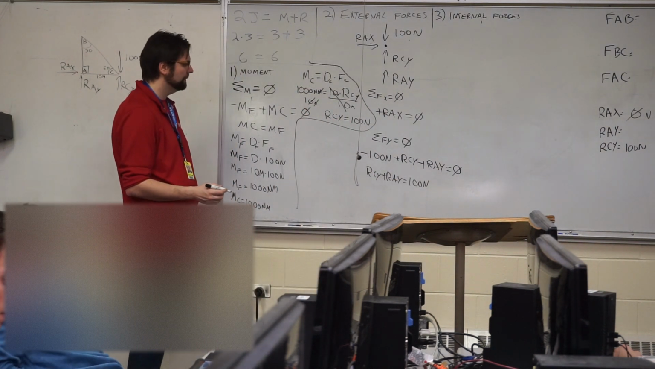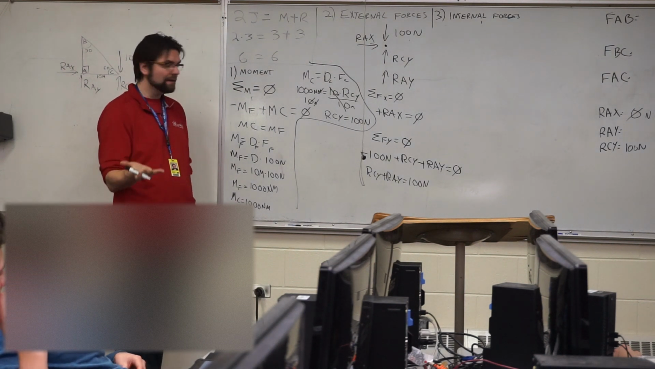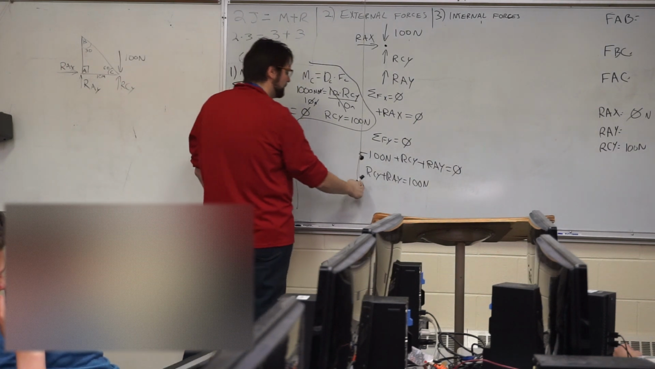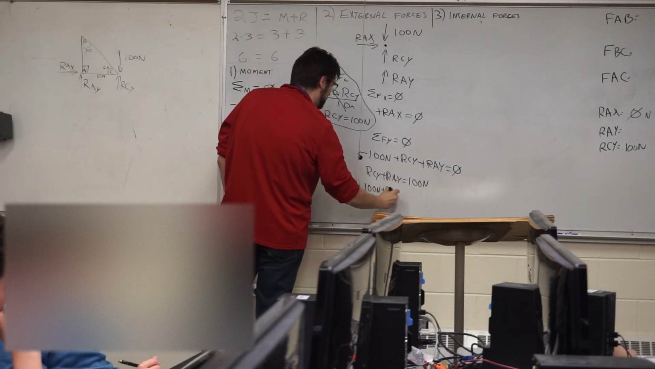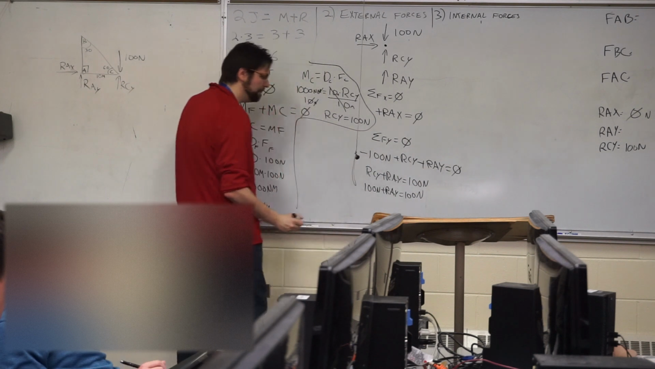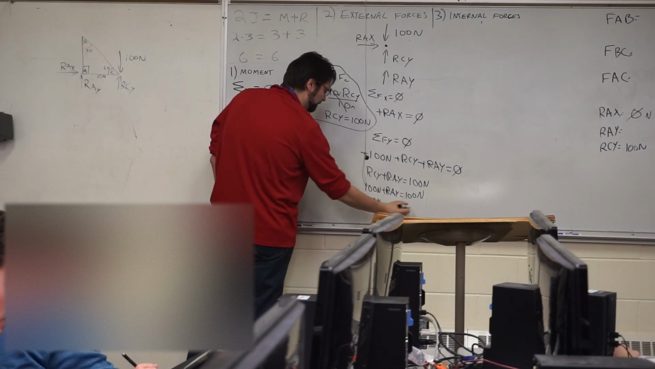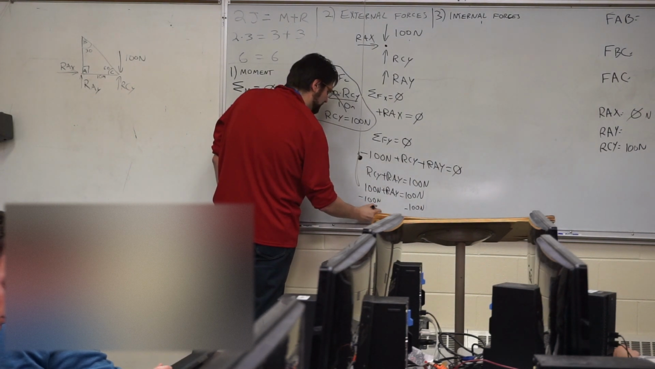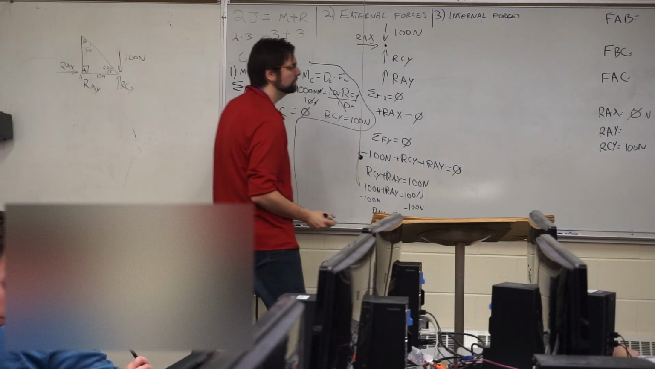And, uh-oh, I'm stuck. I already have RCY. Check my scoreboard. Yeah, I have RCY. Cool, I can sub that in. So RCY is 100 newtons plus RAY must equal 100 newtons. So I'd subtract 100 from each side. And RAY turns out to be what? 0.